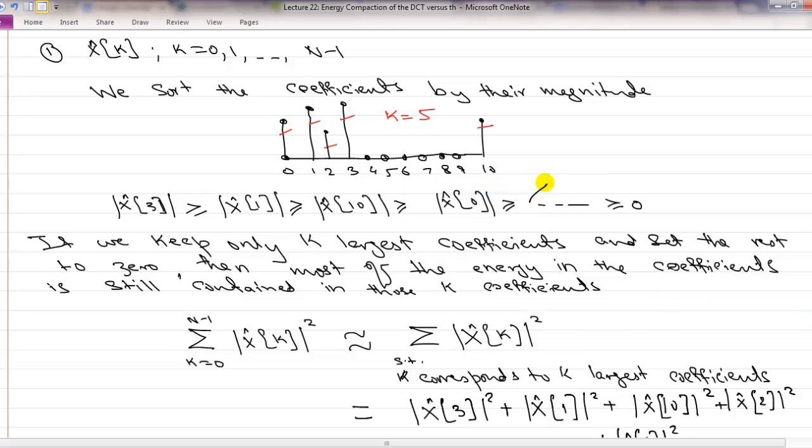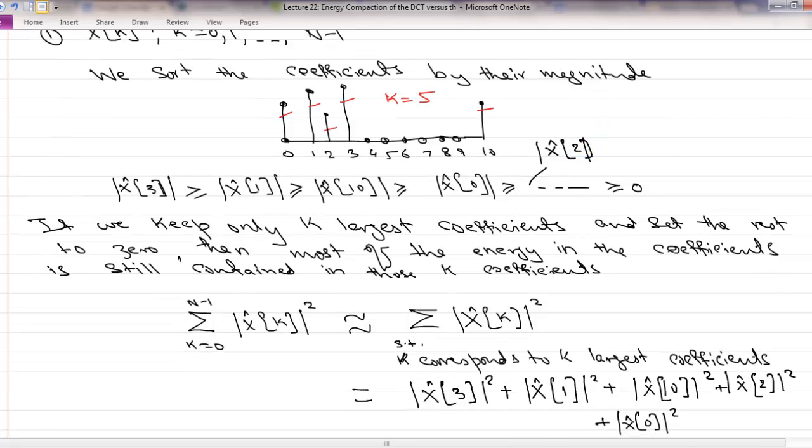There was supposed to be x hat of 2 here, which I missed. So that's the idea of energy compaction, that you keep only a few of your coefficients and that's enough for you to reconstruct your original signal. Transforms which capture most of the information for small values of k are better than transforms which require larger values of k to capture all the information.